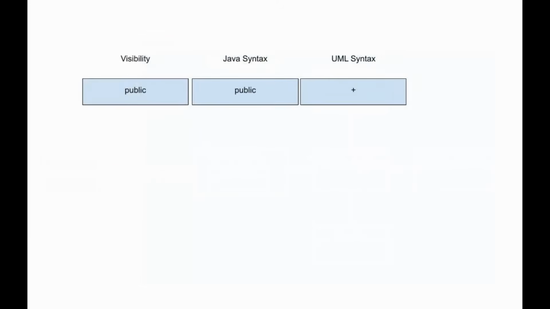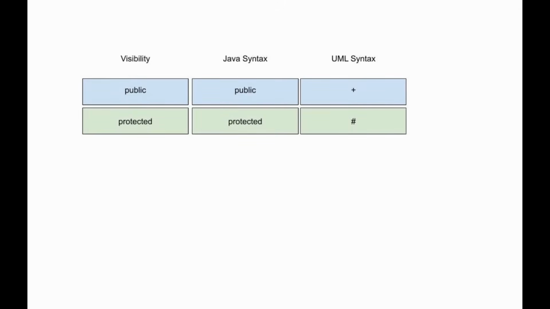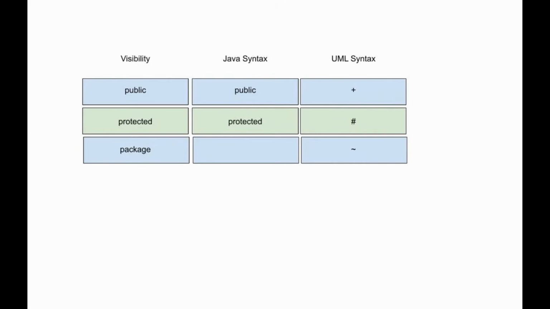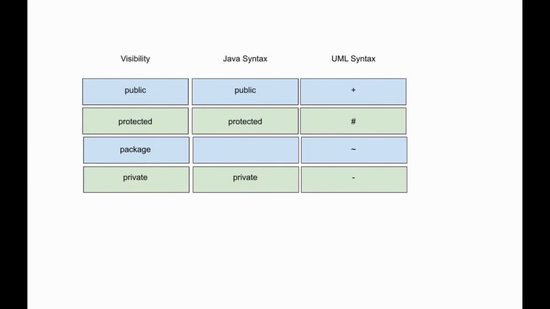A public element is visible to all elements that can access the content of the namespace to which it belongs. Public visibility is represented by the plus sign. A protected element is visible to elements related by generalization relationship to the namespace that owns it. Protected visibility is represented by the hash sign. A package element is owned by a namespace that is not a package and is visible to all elements that are in the same package. Package visibility is marked by a tilde. A private element is visible only inside the namespace that owns it. Private visibility is represented by the minus sign.